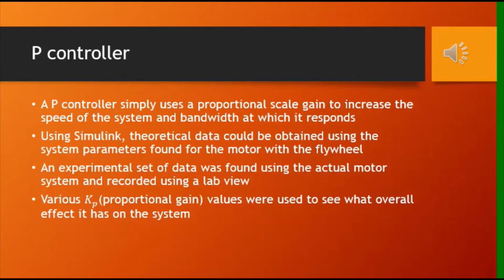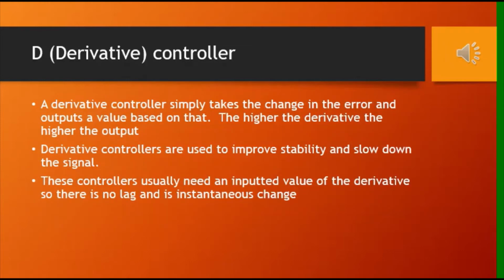The P part of a PID controller is known as the proportional controller. This uses the proportional value of error and scales it accordingly for the response. A P controller can speed up the response time of a system, and it can increase or decrease the overshoot depending on its value. The derivative controller is associated with the derivative of the error that's being input into the system. A derivative controller can drastically slow down a system's response, but improve the stability of the system in turn.